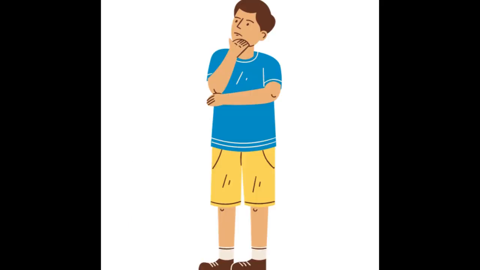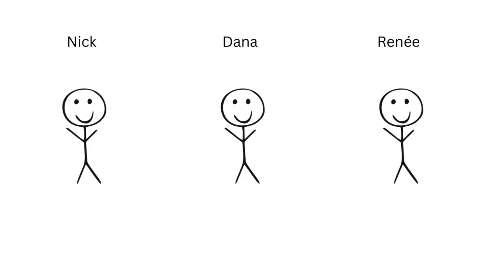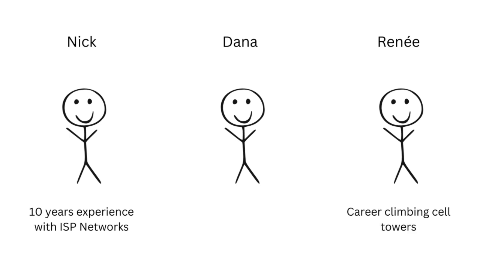Let's look at another, more direct example of what a consumer cooperative could be. An internet service provider could also be a consumer cooperative. Let's look at an example. Nick, Dana, and Renee are sick of their ISP monopoly, and their neighbors are too. Nick worked at an ISP for 10 years and could set up ISP networks. Renee climbs cell towers for a living. Dana works in accounting and business.